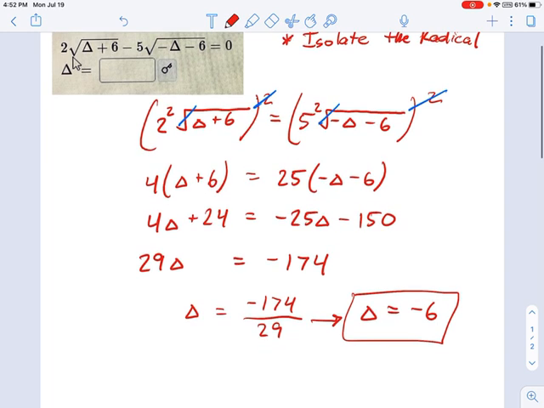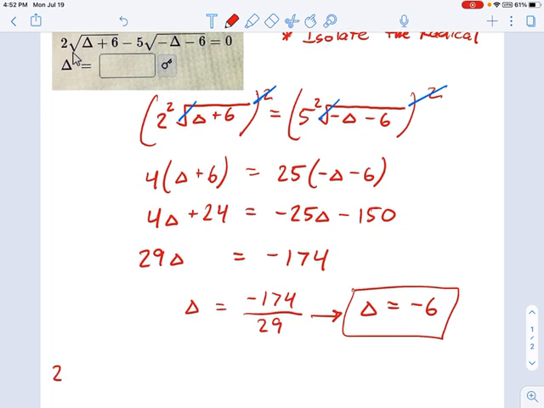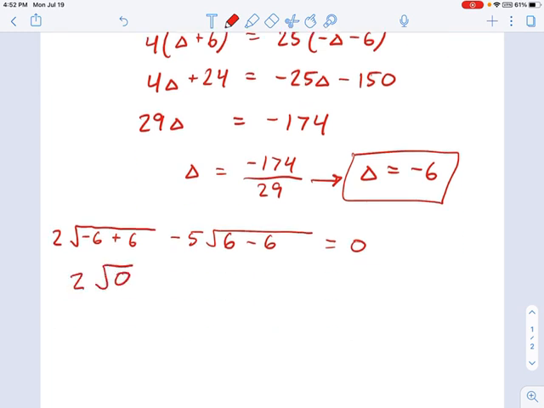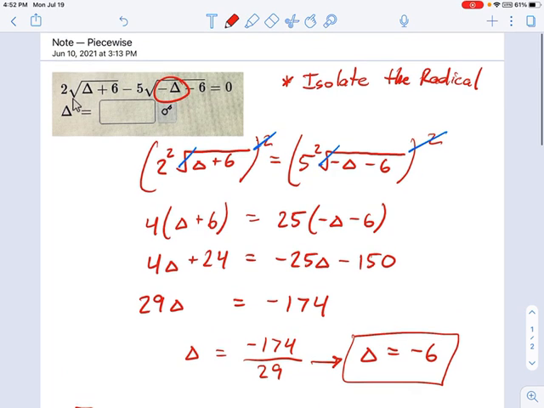Now, let's plug that negative 6 into our original equation. I get 2 times the square root of negative 6 plus 6, minus 5 times the square root of, well, negative, remember this negative term right here, negative delta, that's just going to be positive 6. And then it'll be 6 minus 6. Okay, so this one's going to kind of end in a fizzle. 2 square root of 0 minus 5 square root of 0. Gee, what is that? Well, 0 minus 0 equals 0. This is actually a win, okay? It means the equation works. Delta does, in fact, equal negative 6.